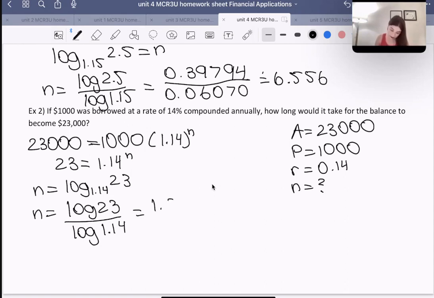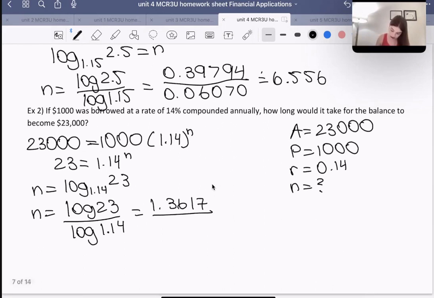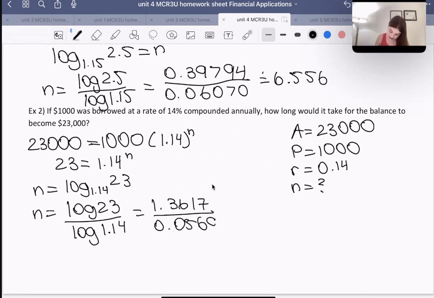Okay, so 1.3617 over 0.0569 is equal to 23.93 approximately. Okay, that makes sense. Let's see actually. 1.14 to the power of 23.93 is almost exactly 23. Awesome. All right, well, very good.